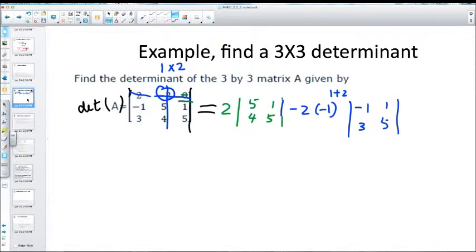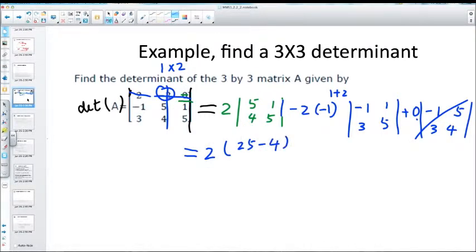The third one, you take the 0 and take away its row and column. So negative 1, 5, 3, 4. 0 times anything is 0. You do need to consider that. So it's 2 times 25 minus 4, because this times this. This is negative, negative makes a positive. And then negative 1 times 5 is negative 5, minus 3.